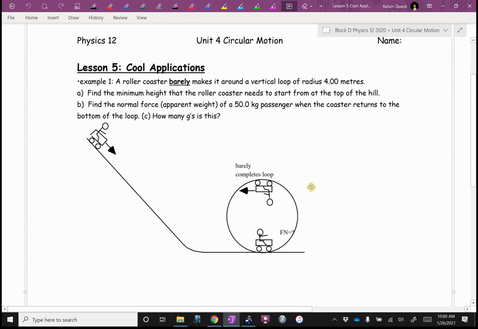Example 1. A roller coaster. Now, normally I would say I like example 1, but I'm not going to put example 1 on your test this year because I'm cutting corners, but it's really cool. A roller coaster barely makes it around a vertical loop of radius 4 meters. Find the minimum height that the coaster needs to start from at the top of the hill. In other words, you're designing this ride, Karn, and you want the coaster to make it through the loop. What's the minimum height you've got to start it from? And then B, find the normal force when the coaster returns to the bottom of the loop. And C, how many G's is this?